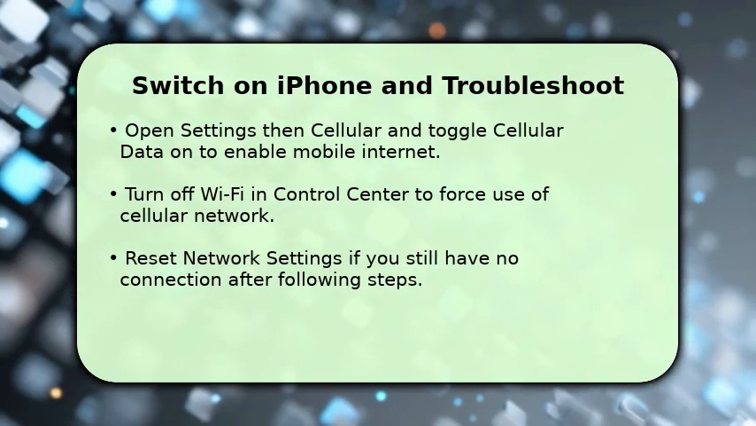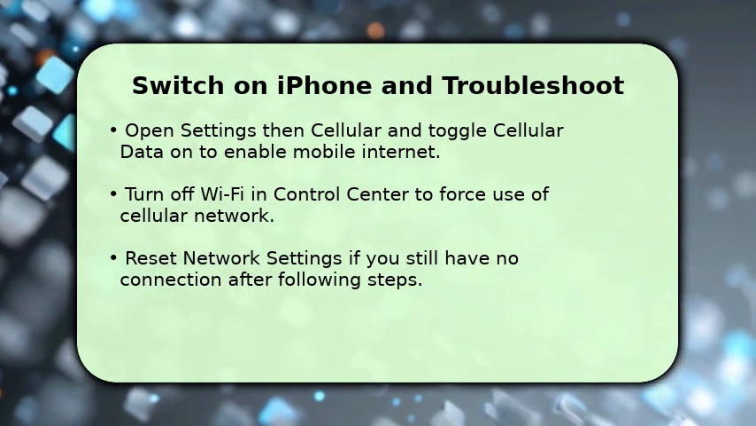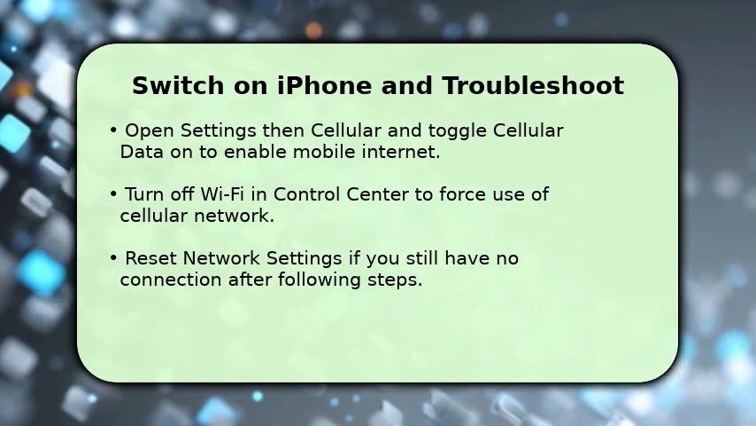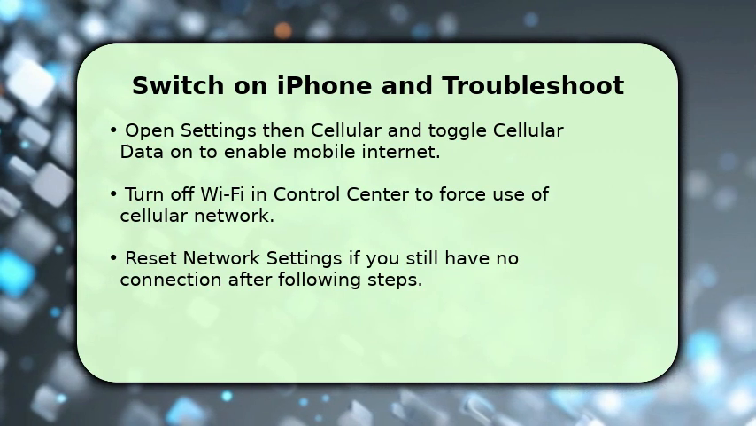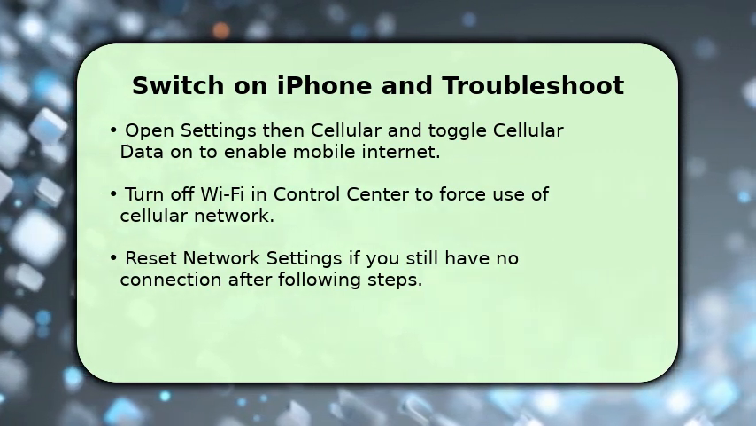Open Settings, then Cellular and toggle cellular data on to enable mobile internet. Next, open Control Center and turn off Wi-Fi to force the phone to use the cellular network. Confirm voice and data settings are set to LTE or 5G for the best performance.